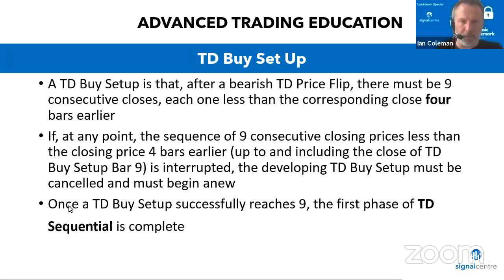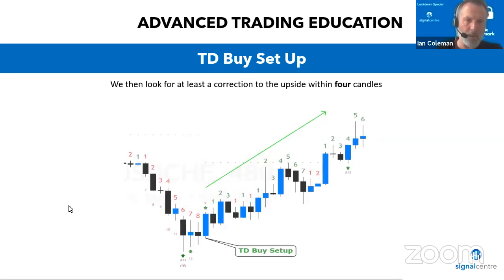Okay, so here I've just put a chart on, we've got a TD9 complete. That was actually the one that I showed you earlier. And then we get this move to the upside. Now, this factor here, to me, is quite important. We then look for at least a correction to the upside within 4 candles. Okay, so there's a joke in there somewhere.